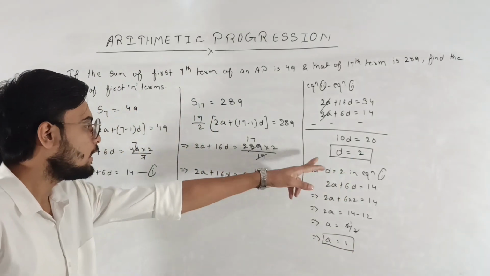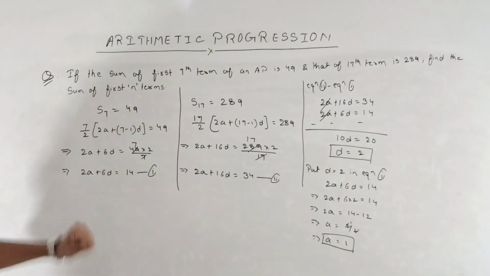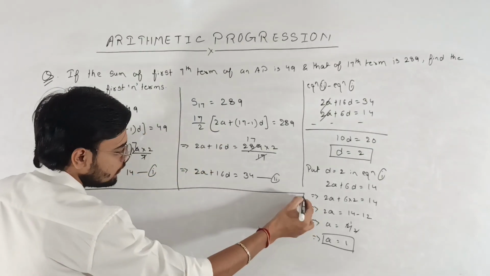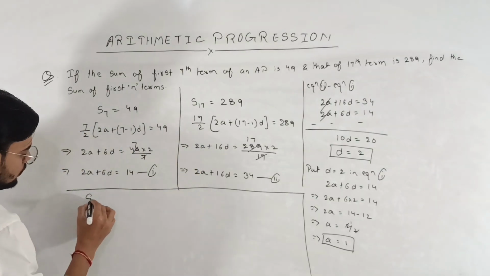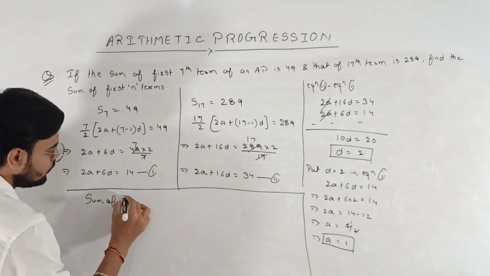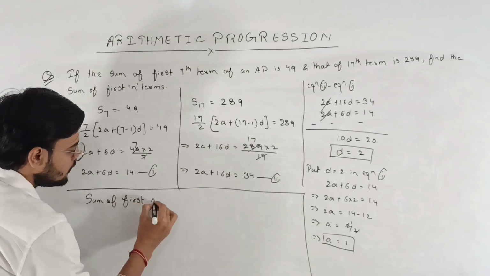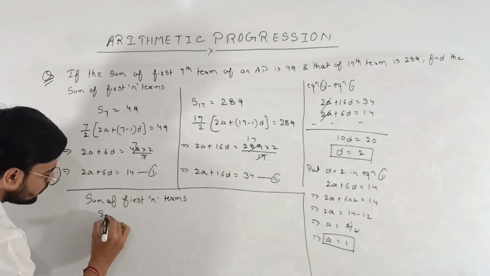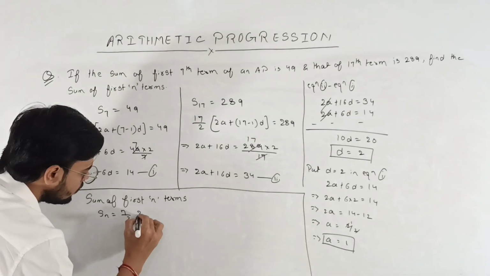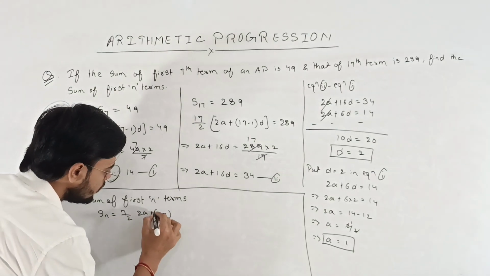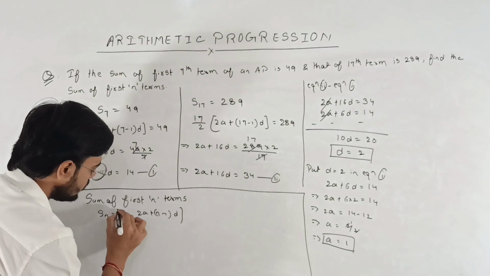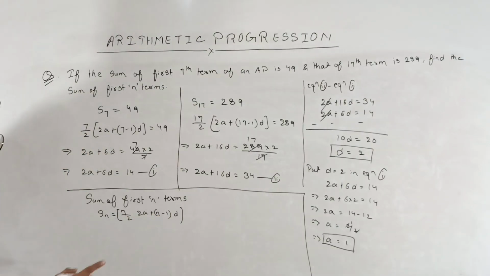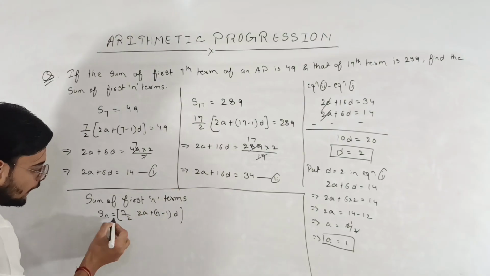But we don't have to find a and d, we have to find the sum of first n terms. So let's find the sum of first n terms. Formula is what? Sn is equal to n upon 2, 2a plus n minus 1 into d. This is the formula. Now we have to find the sum of first n terms. So here n is n.